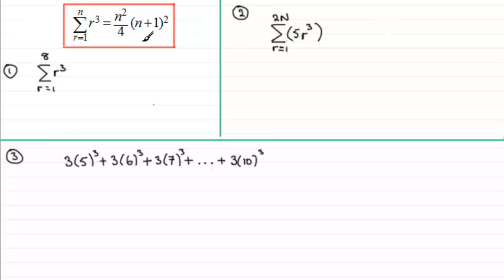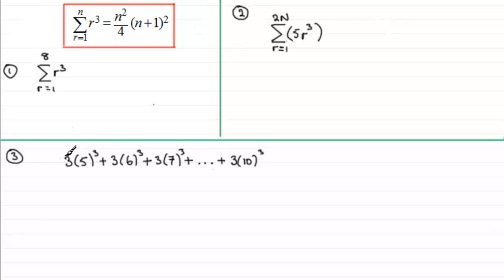If you would like to see a proof of this by mathematical induction, just go on my website and look under mathematical induction in the index and you'll find a proof. This particular video is very similar to earlier ones in the series, only we're dealing with terms in r cubed. So if you've been watching those, you might want to try these three examples.